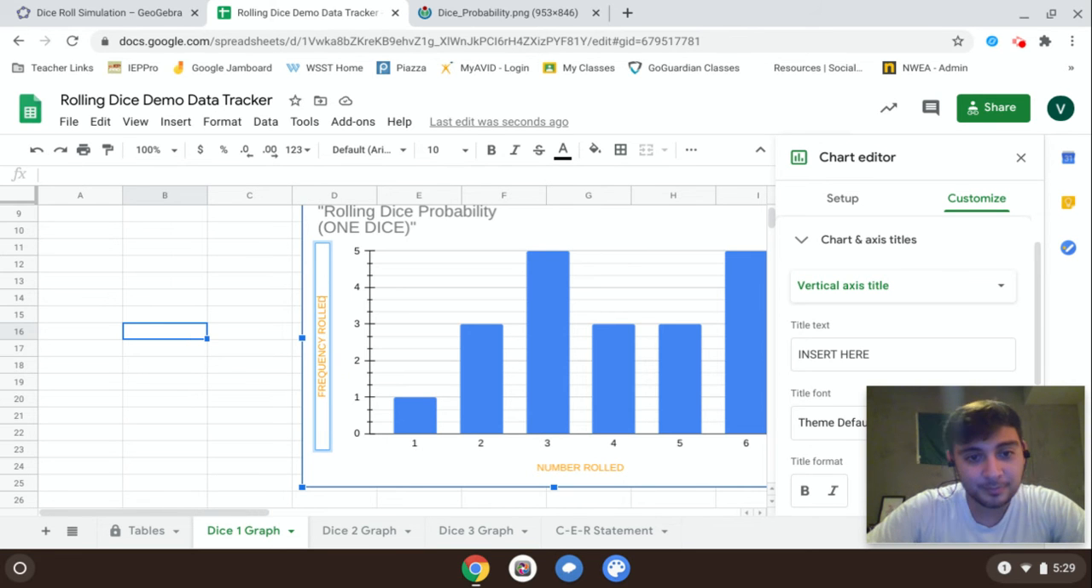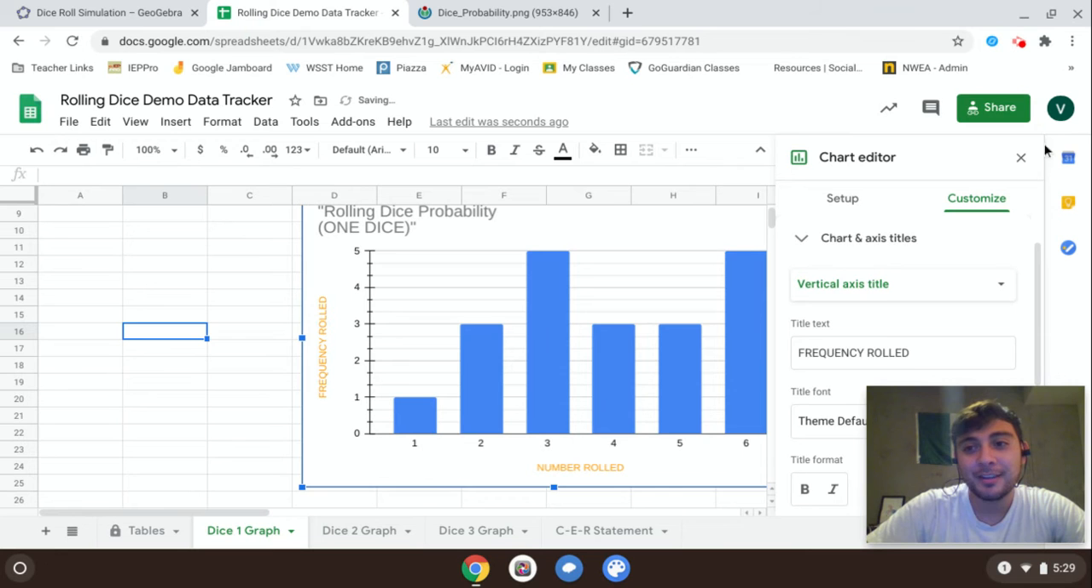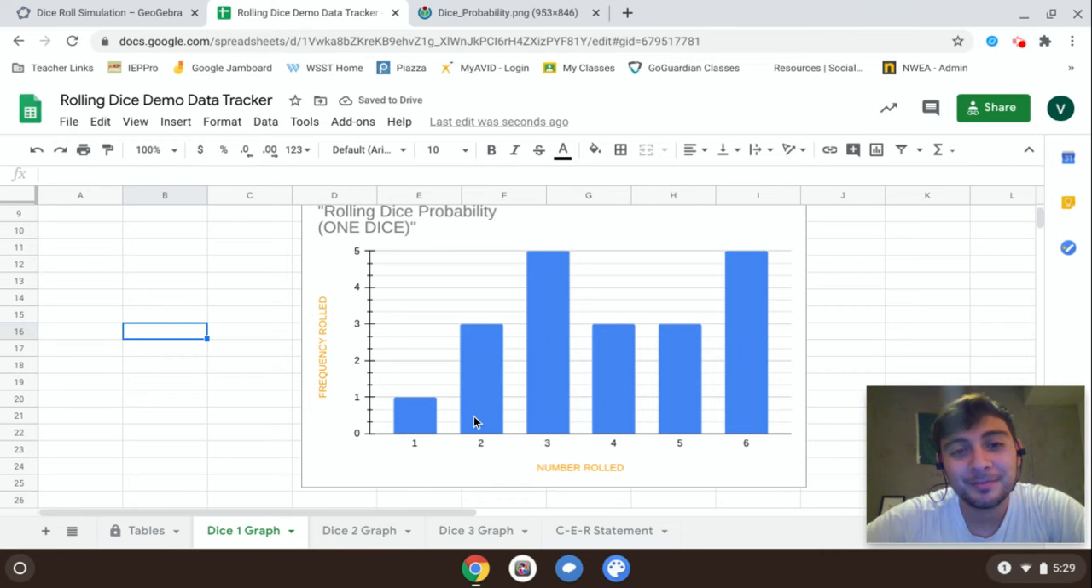Frequency rolled. See? Now we have a beautiful graph right here. Isn't that awesome? Look at our beautiful graph right there. Sweet. Very good job, guys. Very, very good job.